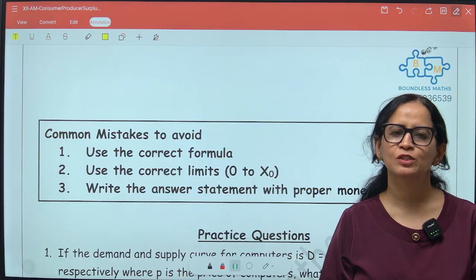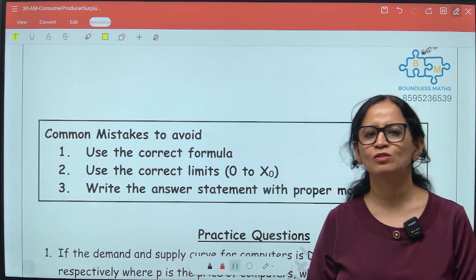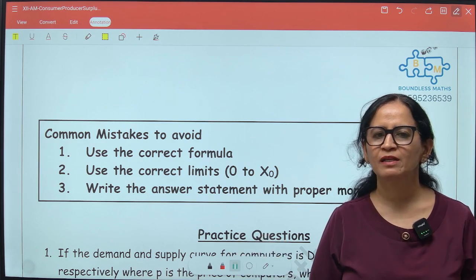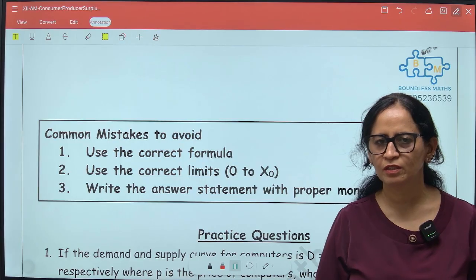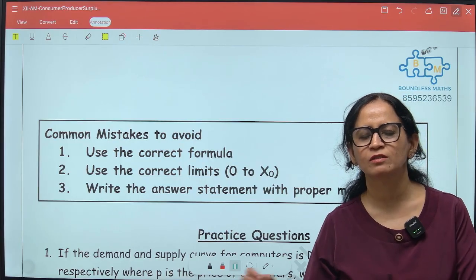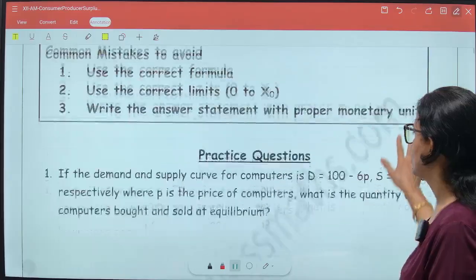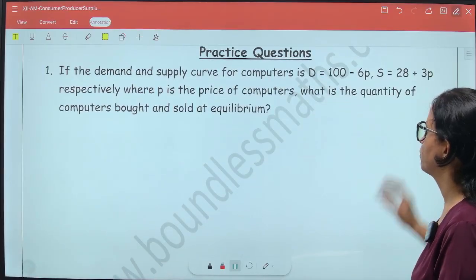If the unit is not specified in the question, you may just write whatever answer you get, monetary units. It could be rupees, pounds, dollars, whatever is given in the question, but if not, please specify, just write units if nothing else, right? So let's proceed on solving the questions for consumer and producer surplus.